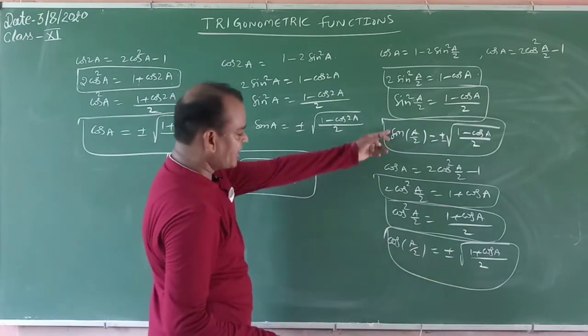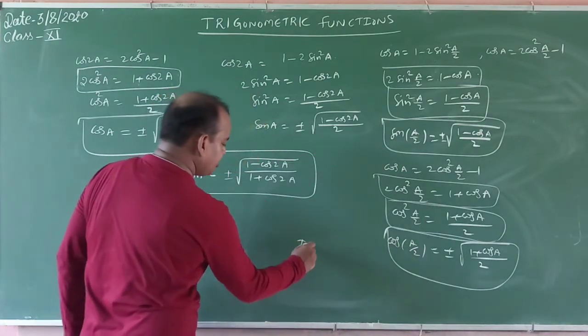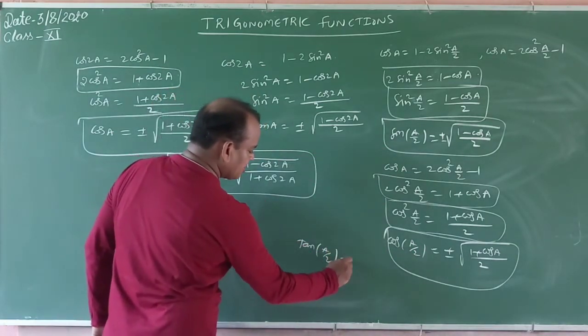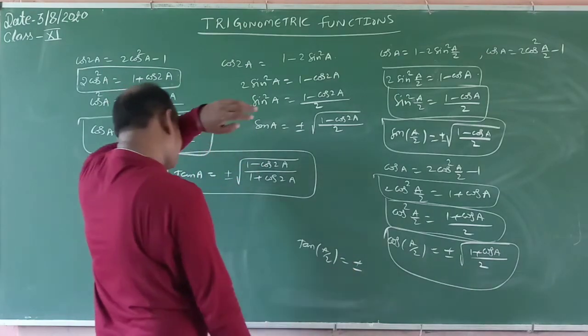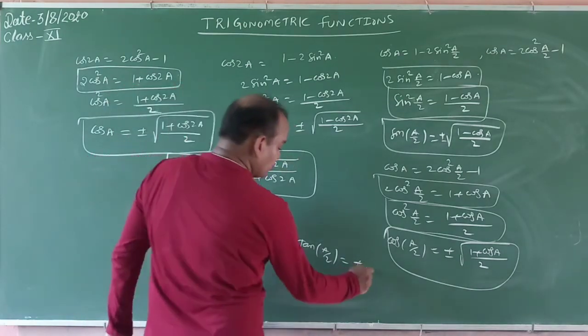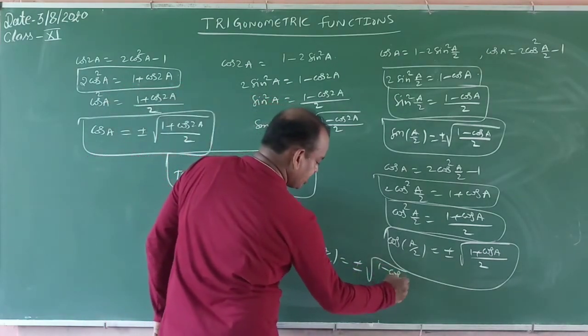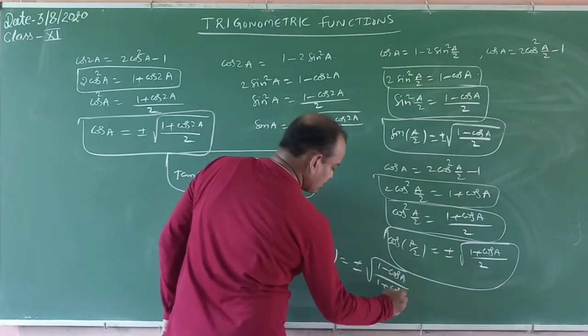Now tan a by 2 is sin a by 2 by cos a by 2. What happened? Tan a by 2 is equal to plus or minus root over 1 minus cos a by 1 plus cos a.